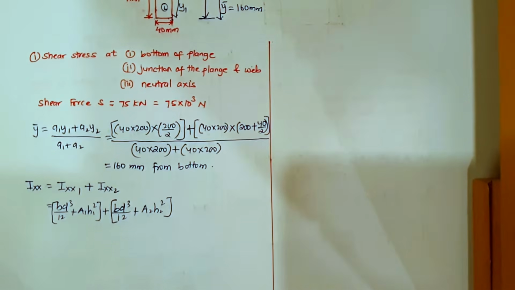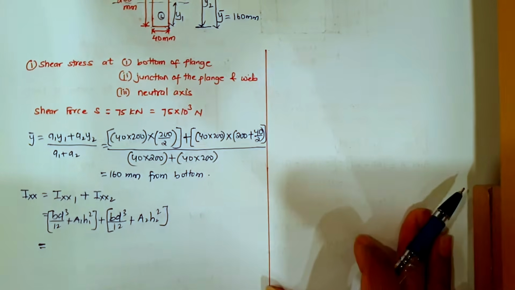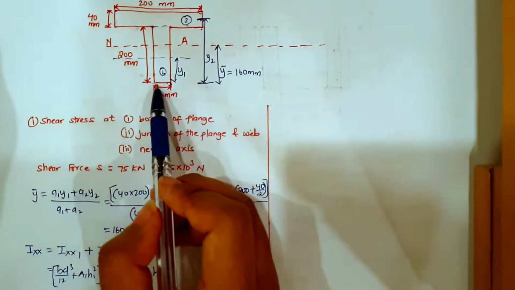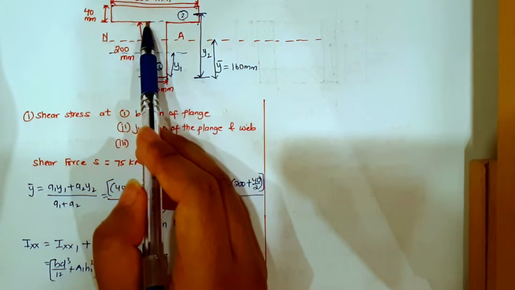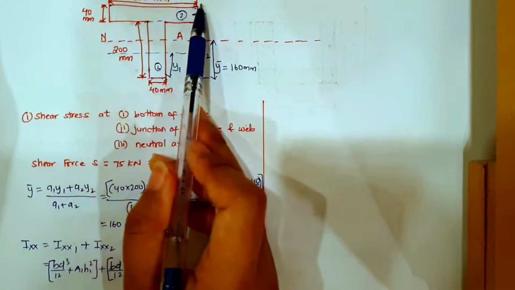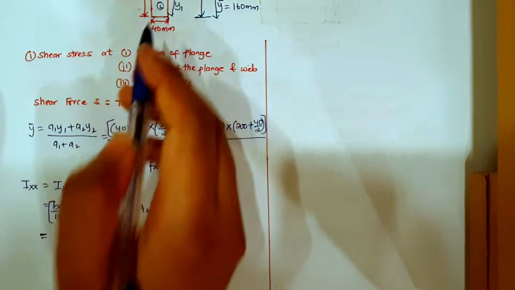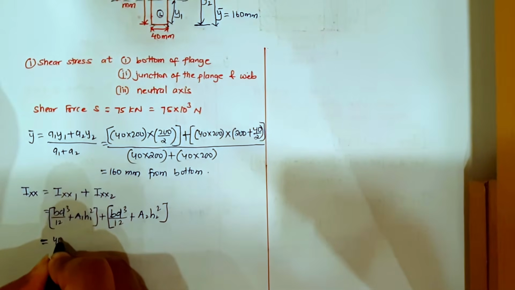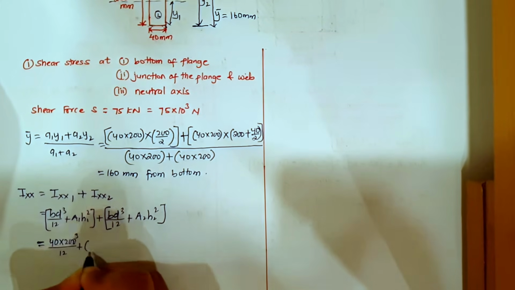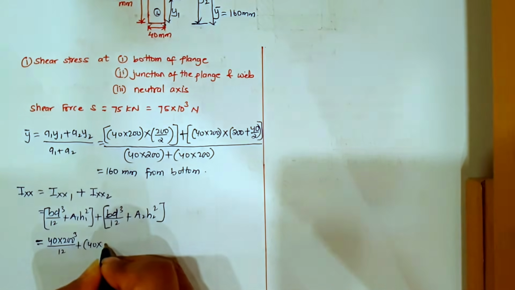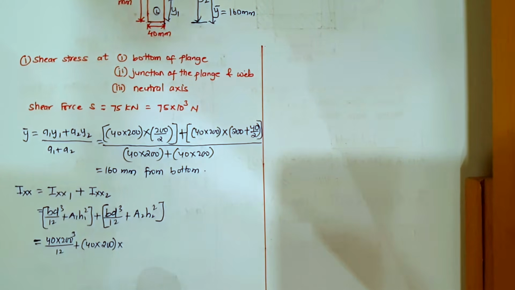Okay, now let us put all the values. Now for the T section, for the first section B is 40, D is 200, and for the second section B is 200, D is 40. So remember those values. First section, B 40, depth 200 cubed divided by 12, plus area will be 40 into 200 into, now H1, how much will H1 be?